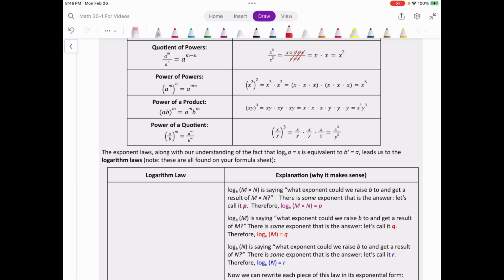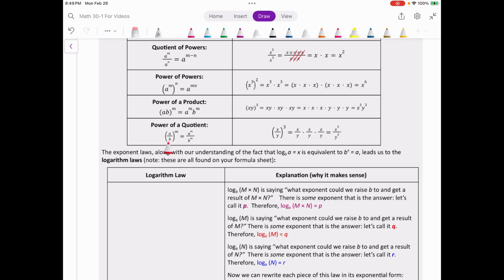Power of a product, that just says if you've got two things multiplied together, ab to the power of m, you can equivalently write that as individually a to the m times b to the m. Again, makes sense. xy cubed is really just saying xy times xy times xy, which is saying, if we rearrange that a bit and think about how we could simplify, well, the x times x times x part and the y times y times y part, that's just x cubed and y cubed. So xy cubed is equivalent to x cubed times y cubed. And then power of a quotient, very similar logic, but again, now we're dividing those two things.